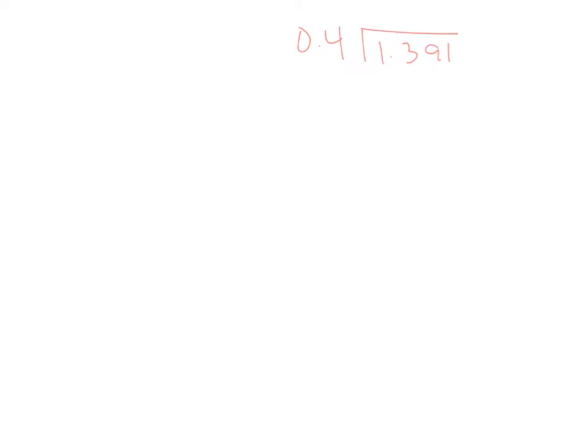Here's one more example. 1 and 391 thousandths divided by 4 tenths. We're going to move that decimal point here, which means we're going to move it over there. So we end up with 13.91 divided by 4. I'll move that decimal point up.